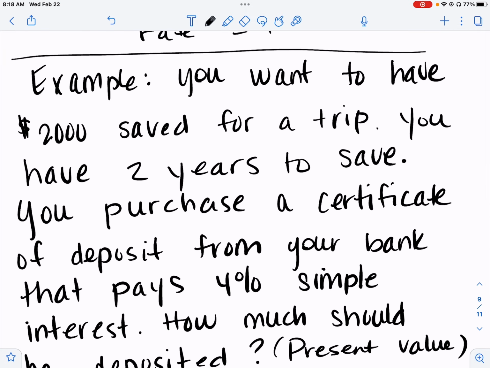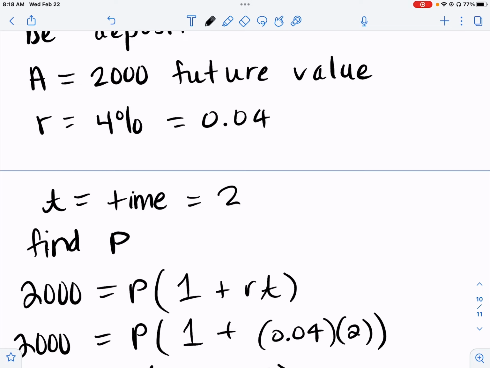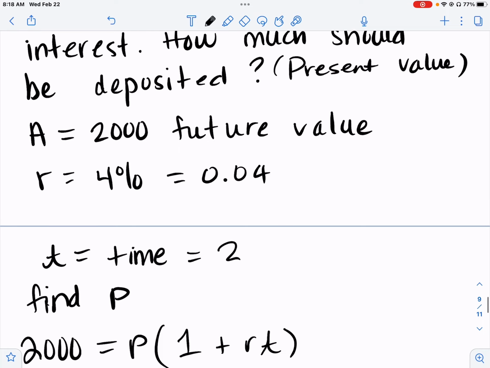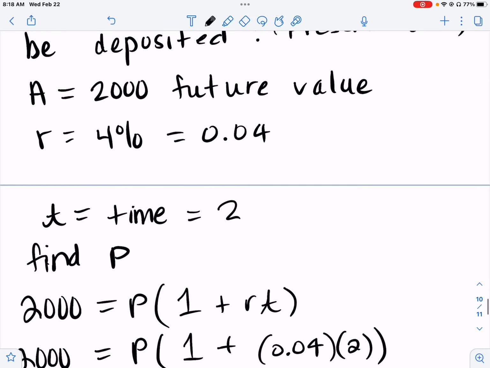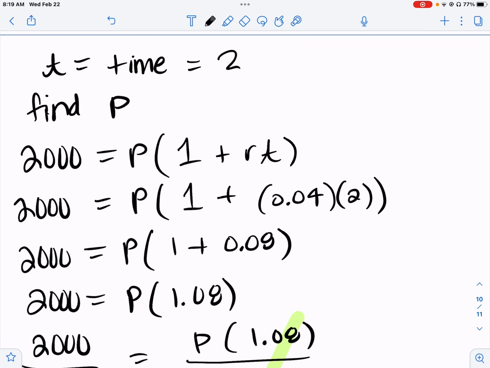Example, you want to have $2,000 saved for a trip. You have 2 years to save. You purchase a certificate of deposit, which is like a savings account, from your bank that pays 4% simple interest. How much should be deposited? That means we're looking for present value. So A is our future value, the 2,000 that we want in the future. Our rate, 4%, changes to 0.04. It said 2 years to save, so T is 2. And it says to find how much you need to deposit, which means find P, the present value.